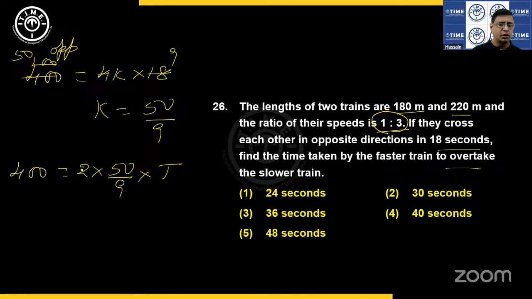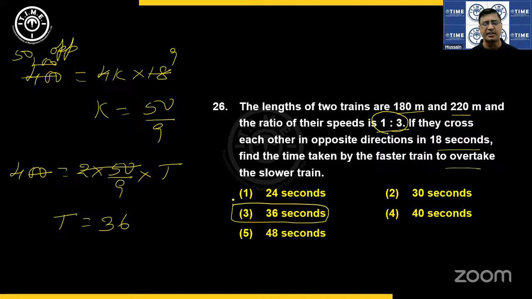Solve this. 2 times 50, 100. 0 cancel. What is the result? T is equal to 9 into 4, that is 36 seconds. Right choice, option number 3. Third choice is the correct option. Choice 3 is the answer for this question.